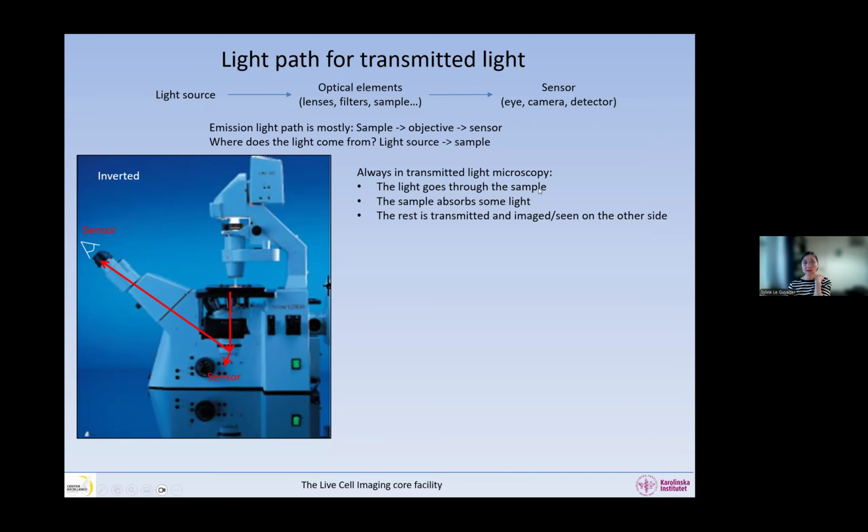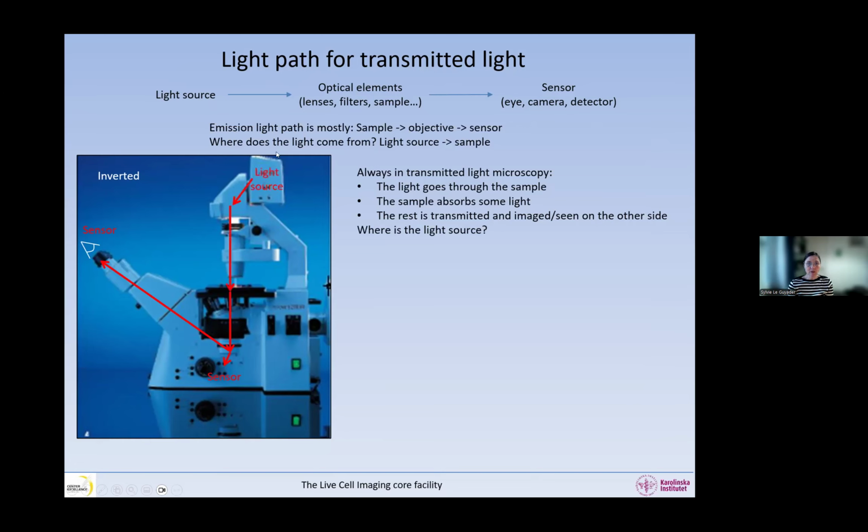So let's have a look. In transmitted light imaging, the light goes through the sample. The sample absorbs some of the light, and then the rest of the light that the sample does not absorb is transmitted and imaged. A little bit like, if you remember, yesterday I spoke about the sea, and when the sunlight is reflected on the sea, we can see all the colors, but when the light goes through the water and then it comes out, then the water has absorbed a lot of things. It's only what comes out that we can see. So it's the same thing for transmitted light imaging. Only the things that have not been absorbed by the sample can be imaged or seen on the other side.